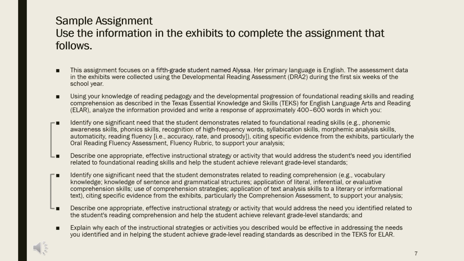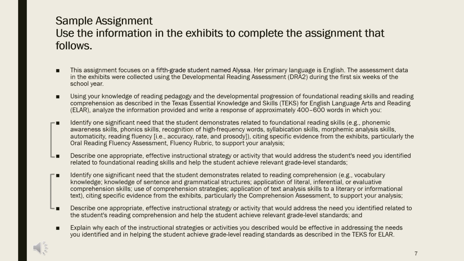So the first two bullets are about foundational reading skills. So you're going to identify a significant need there, and then you're going to cite specific evidence from the exhibits, particularly the oral reading fluency assessment and the fluency rubric to support your analysis. And then you will also describe one appropriate effective instructional strategy or activity that would address the student's needs you identified and help them to achieve relevant grade level standards. In the next section, you would identify one significant need the student demonstrates in relation to reading comprehension.